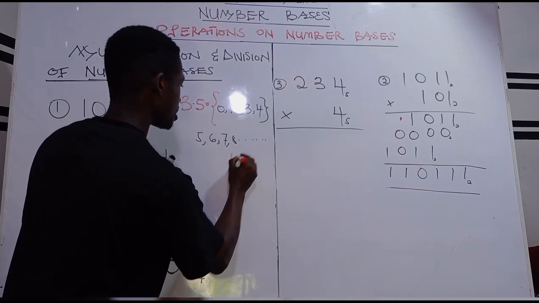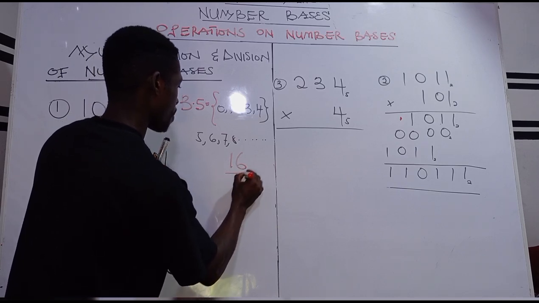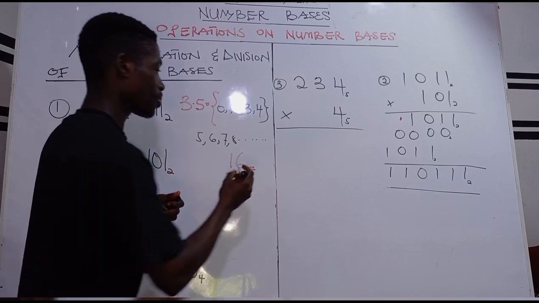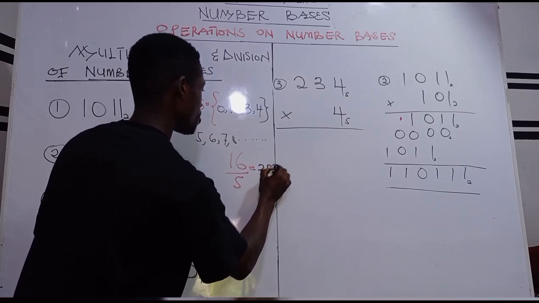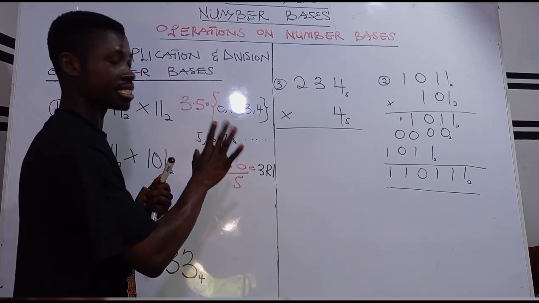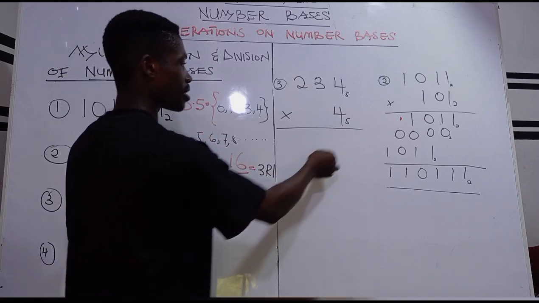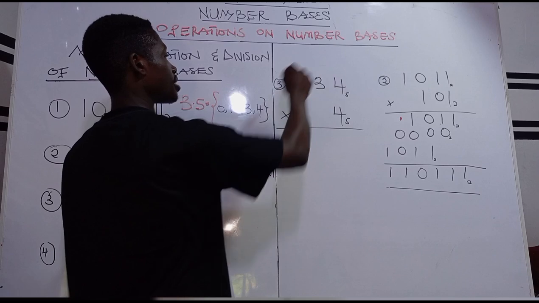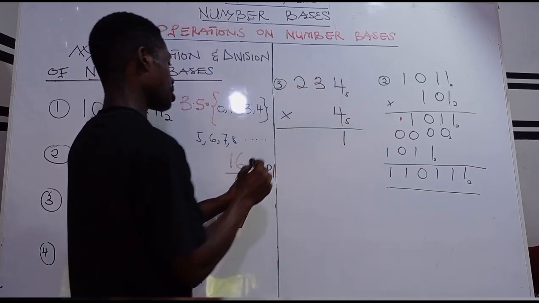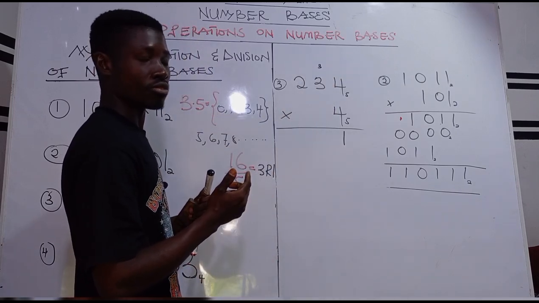So what do we do? We divide the 16 by the base that we are working in. So we have 16 divided by 5. So 5 into 16, we have 3, remainder what? 1. Because 5 times 3 will give us 15. 15 plus 1 will give us 16. So we are going to write this remainder here, and then we carry the quotient, which is 3, to the next number. Okay, so you are following.